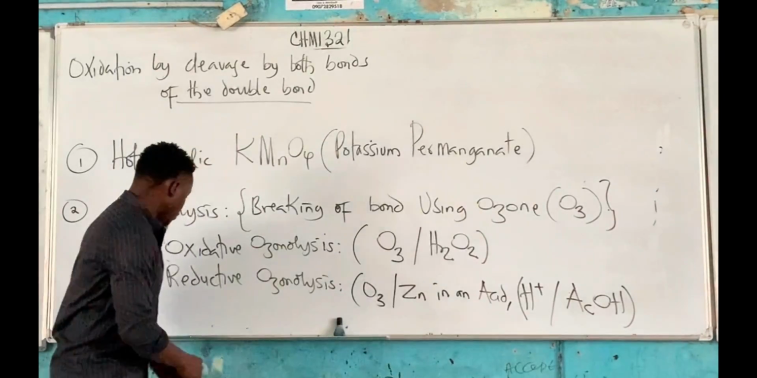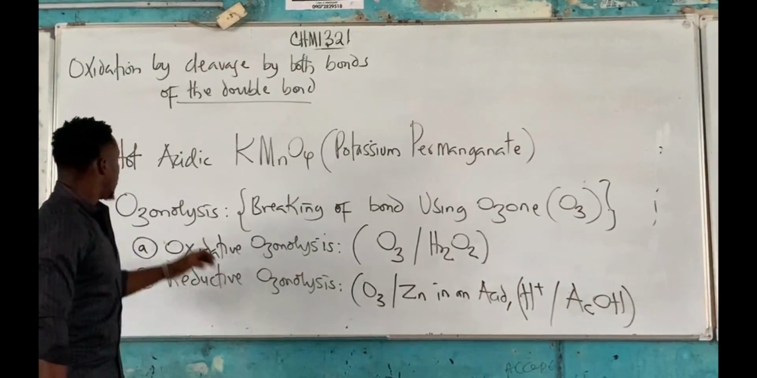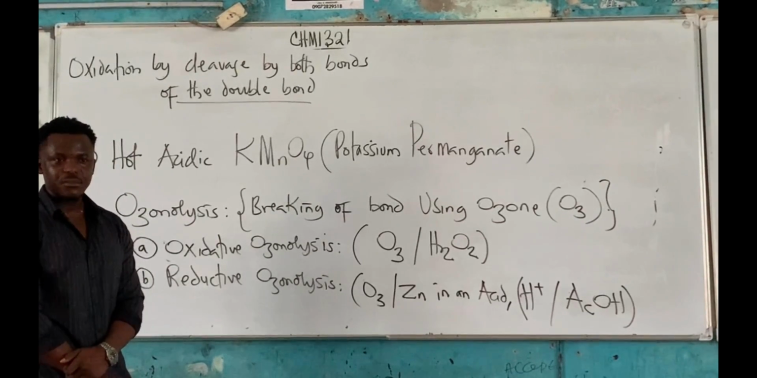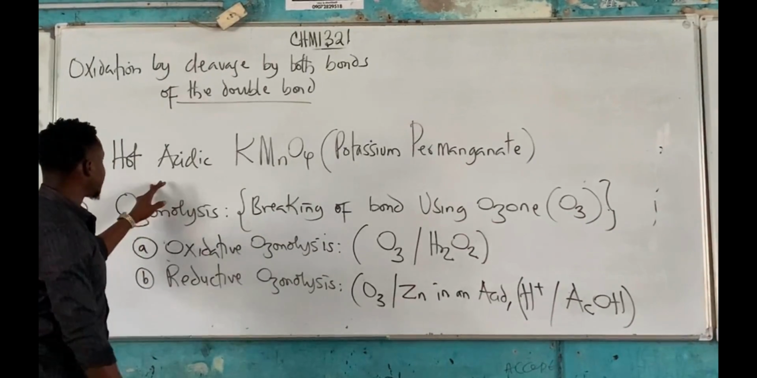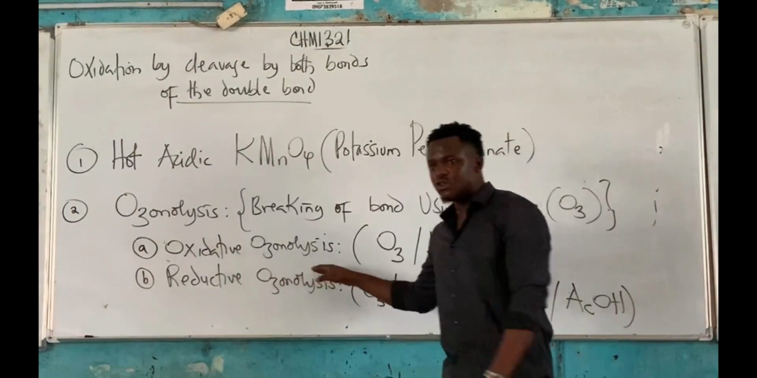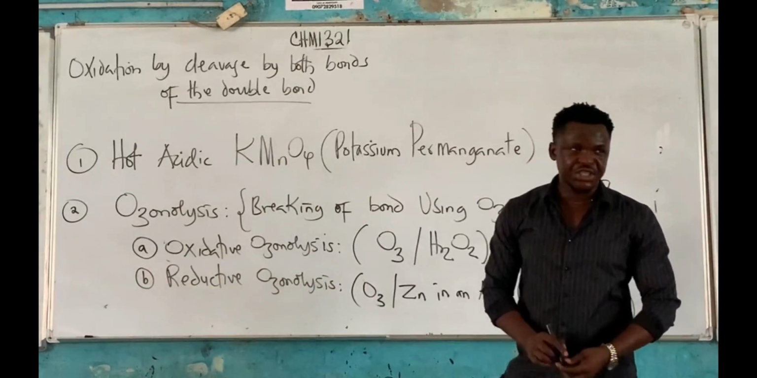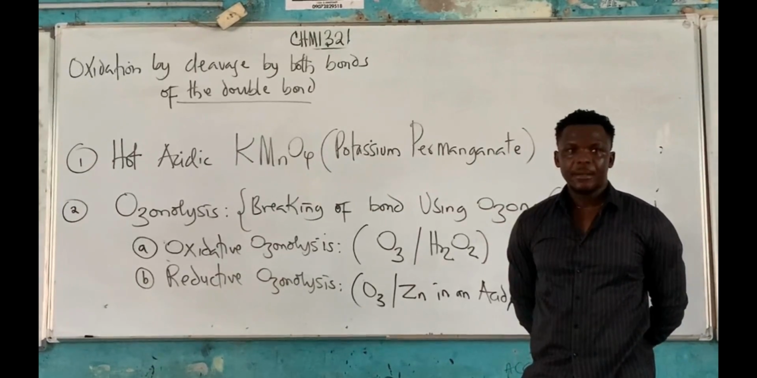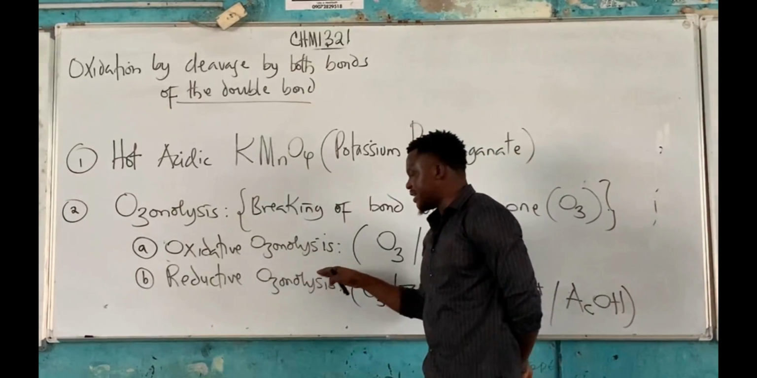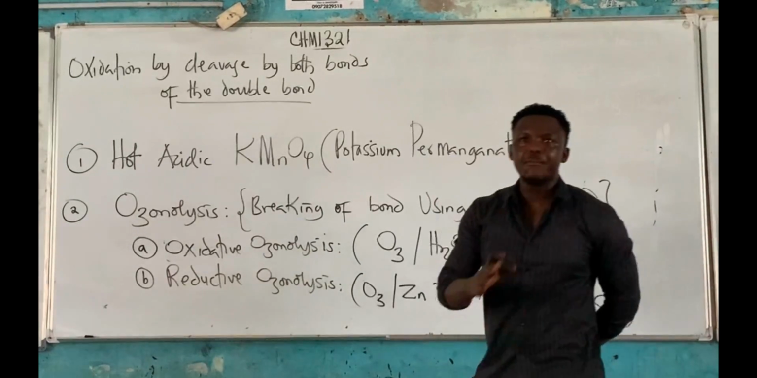Right? So please note inside your material: the effect of hot acidic KMnO4 on an alkene is the same as oxidative ozonolysis. The effect of hot acidic KMnO4 and oxidative ozonolysis is the same. They both give rise to the same product.